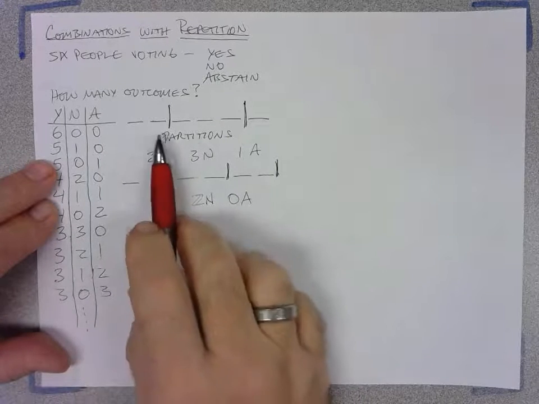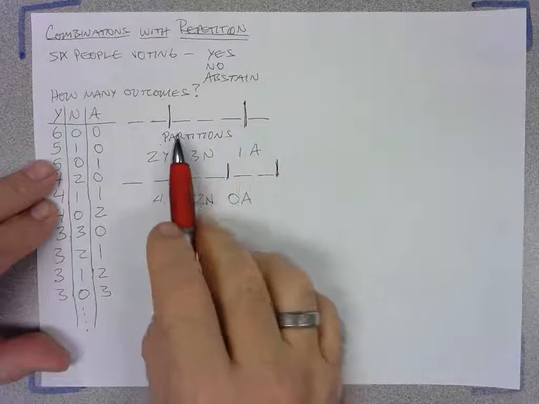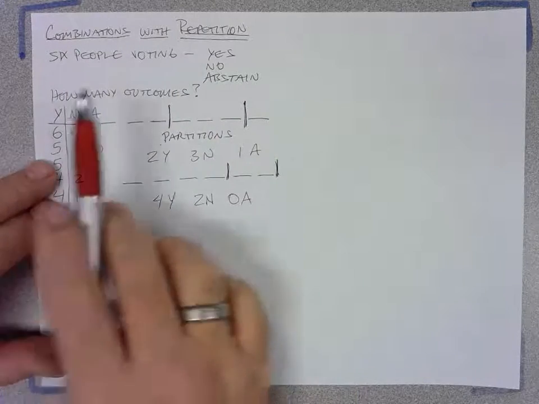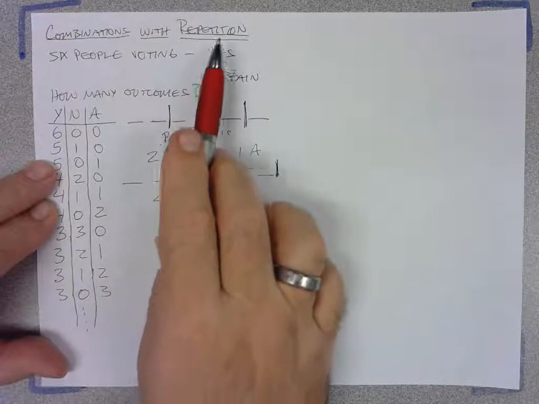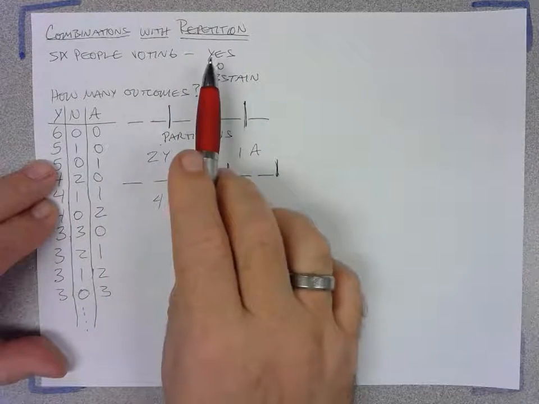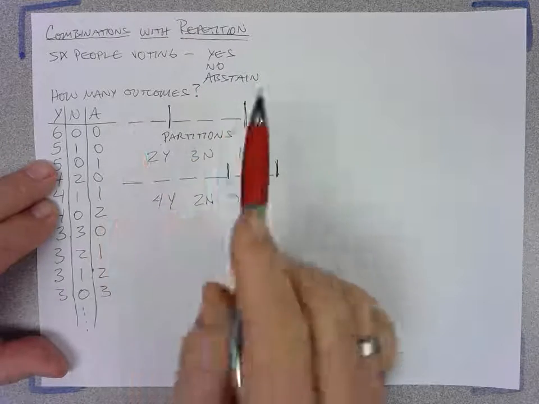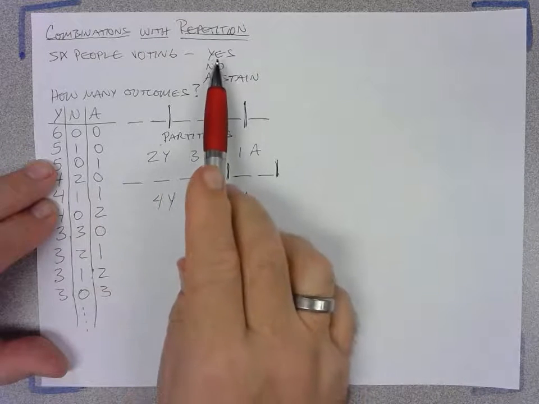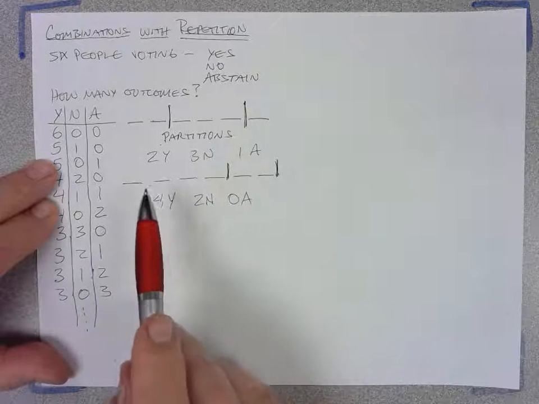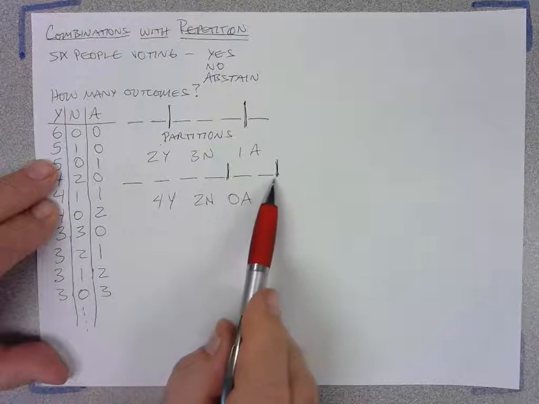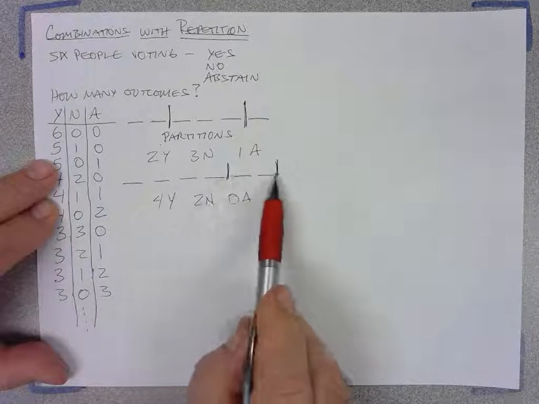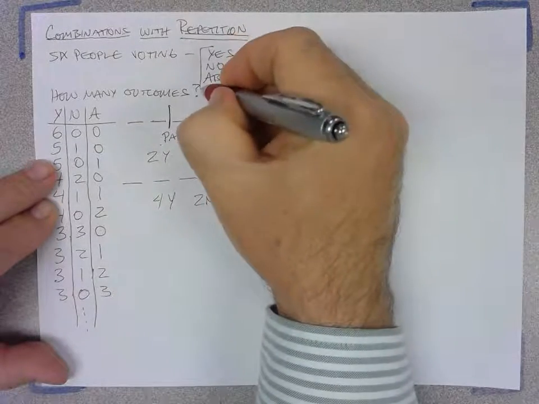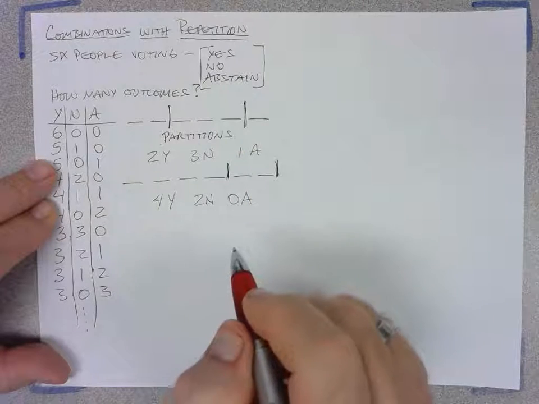Okay. We're going to use this idea of partitions, this idea of dividers, when we're talking about combinations with repetition. The idea of a repetition is that more than one person can choose these different outcomes. We'll do another example with ice cream that I think will drive the point home. But let's stick with votes for now. So we have 6 people, and we have 2 partitions, because to put it into 3 groups, we only needed 2 partitions.